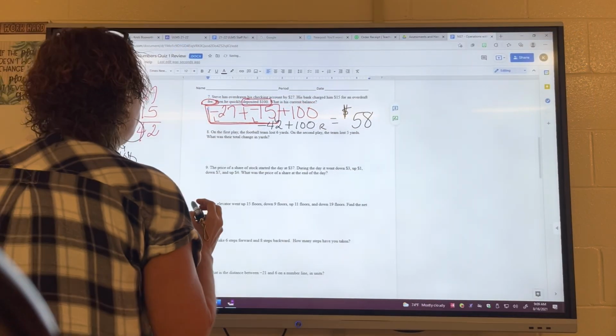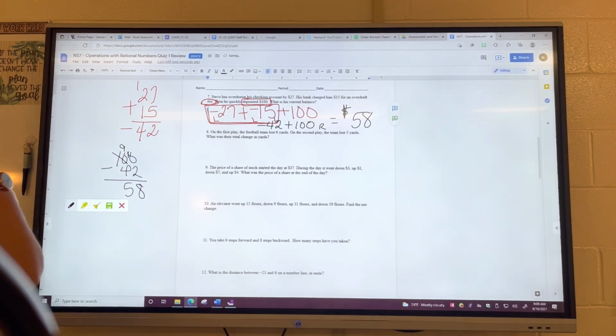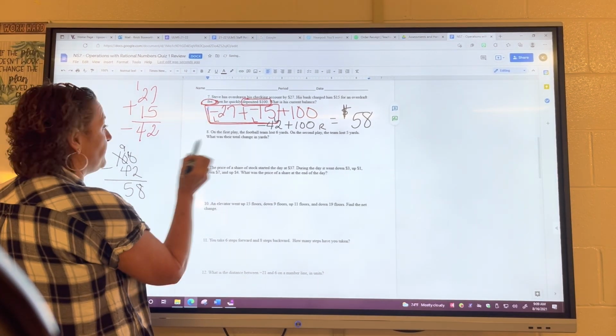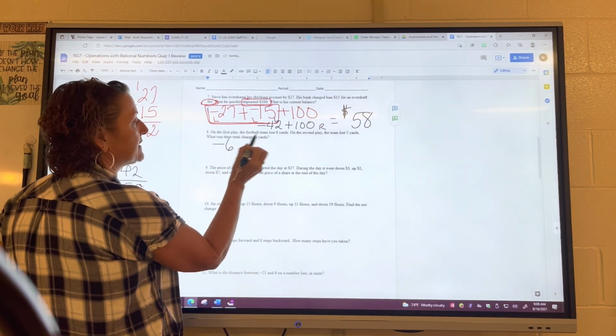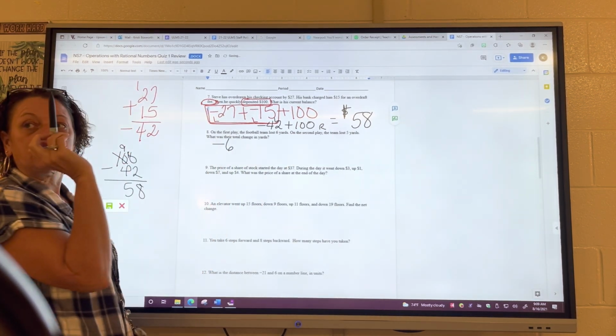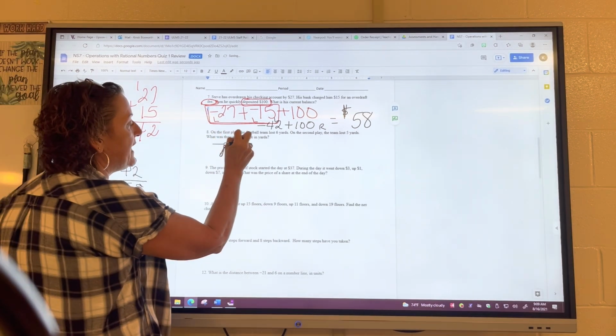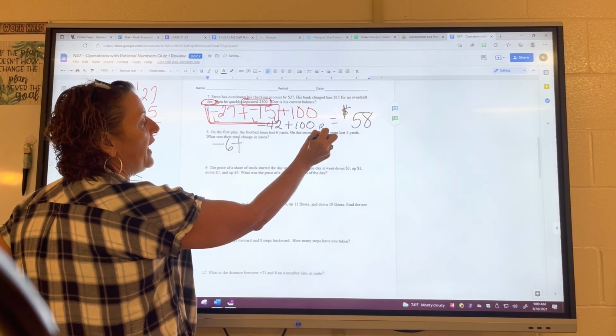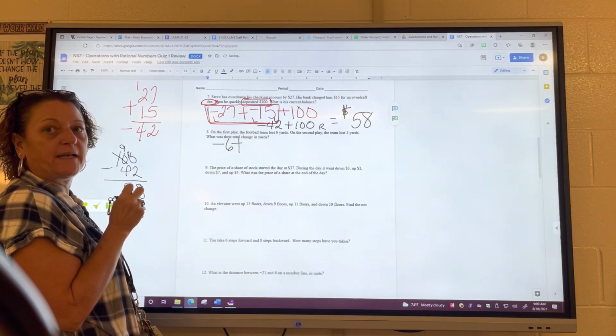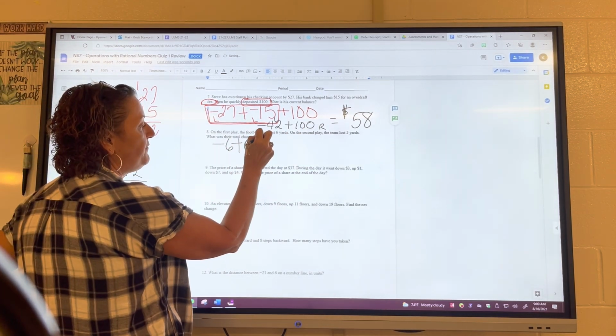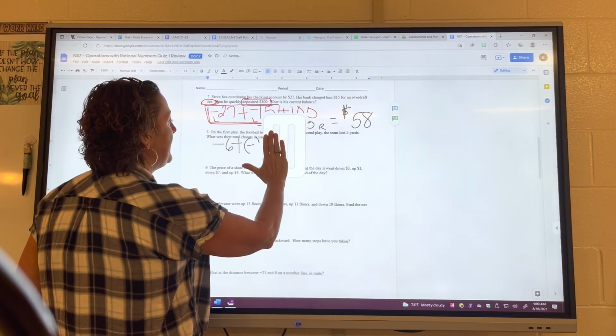So, number 8, on the first play, the football team lost 6 yards. So is that a positive or negative? Negative 6. And here's the thing, guys. The word and is going to be critical because that's where that plus sign comes in. And on the second play, they lost 5 yards. So what is that? Negative 5.